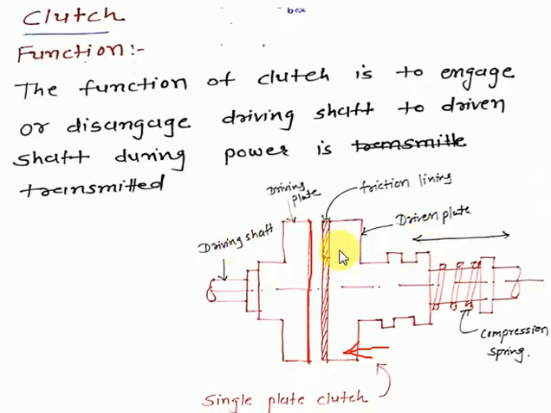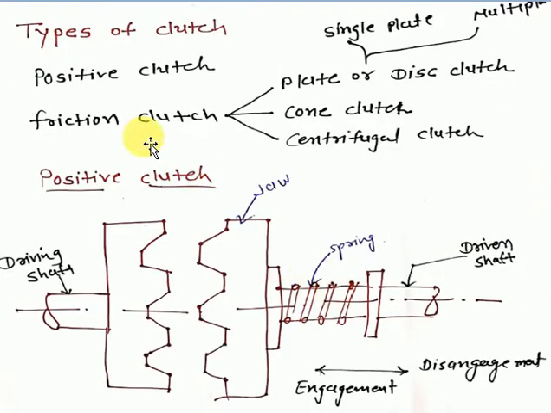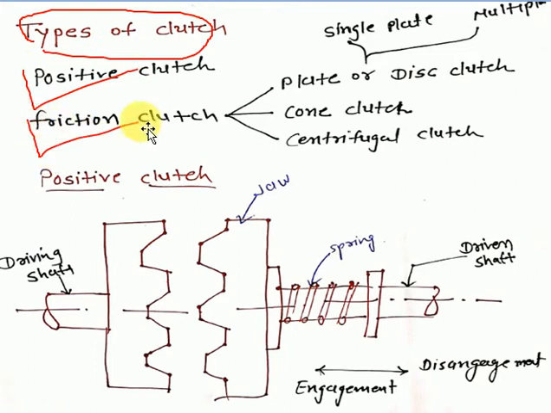So basically the function of clutch is to engage or disengage the driving shaft to the driven shaft while the power is transmitted. So hope you understand the function by using this figure. So this is also called the friction clutch. Okay, so if we talk about the types of clutch, then here we have two types of clutch. First is positive clutch and second one is friction clutch.